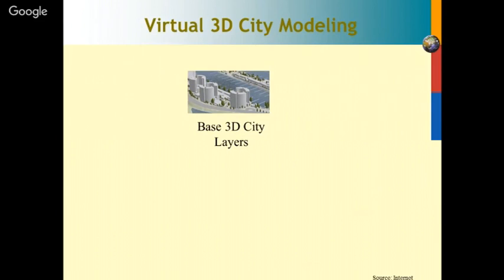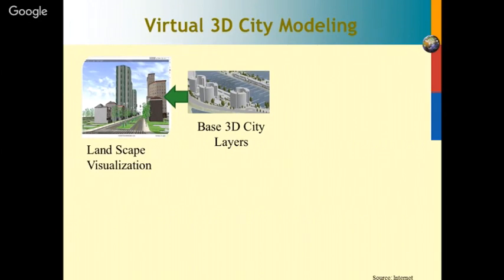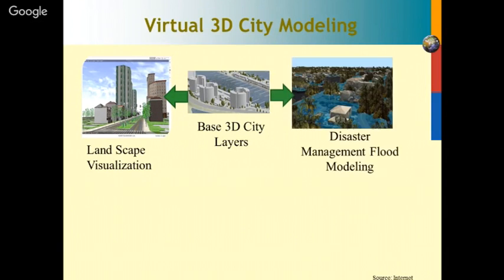Let's assume that somebody has generated those data sets, and they are made available to us. Now, if those data sets are there, then they can be used for landscape visualization. From the planning point of view, if you want to see how the city will look after the transformation or expected transformations, that's one way of doing landscape visualization.